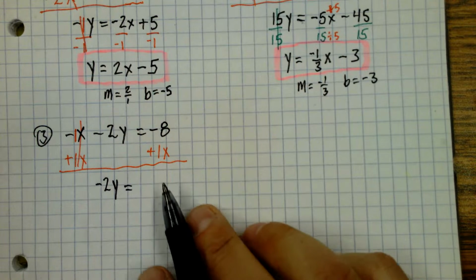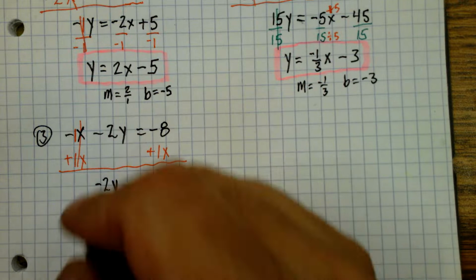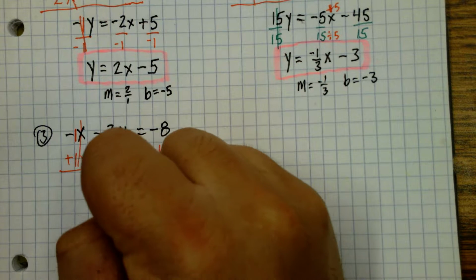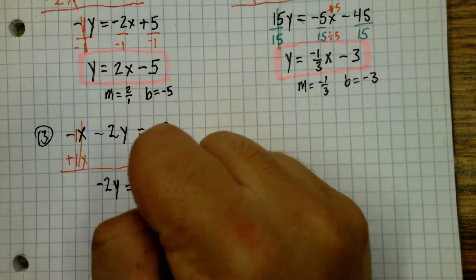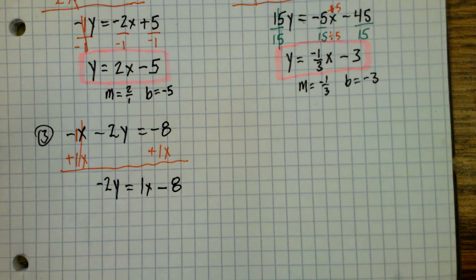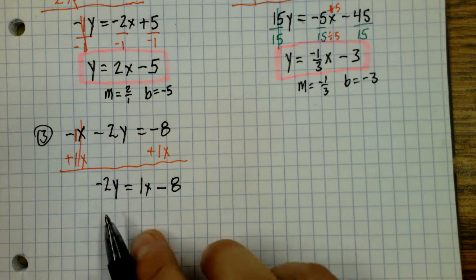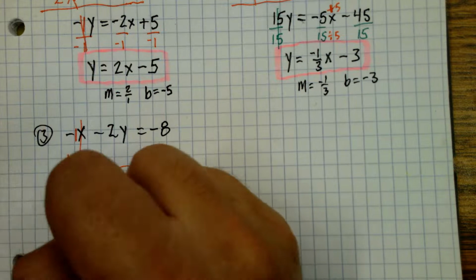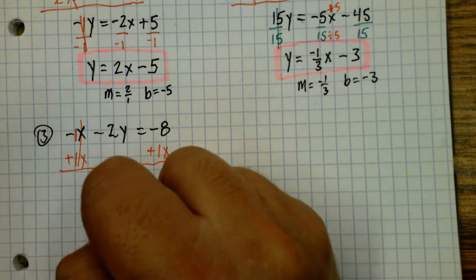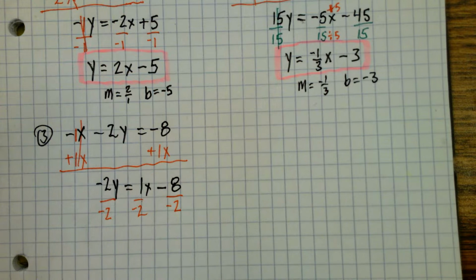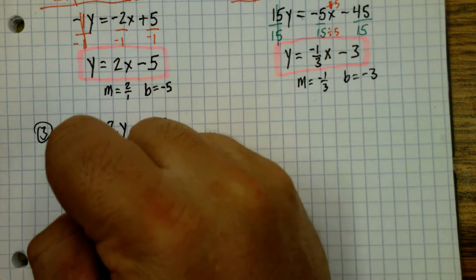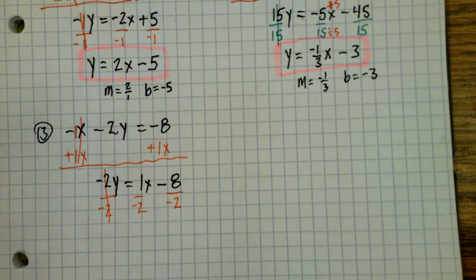Now, what's on the right side? Yeah. 1x. And then what else? Negative 8, so minus 8. Okay. That's what comes down. And now we want to get rid of the coefficient, negative 2. So we're going to divide by negative 2. Okay, so let's see here. Negative 2 divided by negative 2. They cancel, making just y.